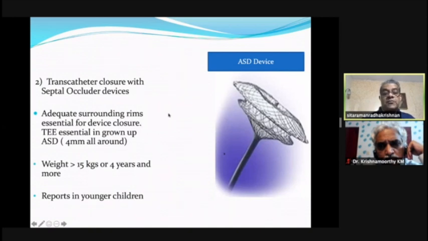First of all, it is only the fossa ovalis ASDs which can be closed, and also they should have adequate surrounding rims all over. A transesophageal echo is absolutely essential in grown-up atrial septal defect. It is said that you have to have 4 millimeter rims all around.